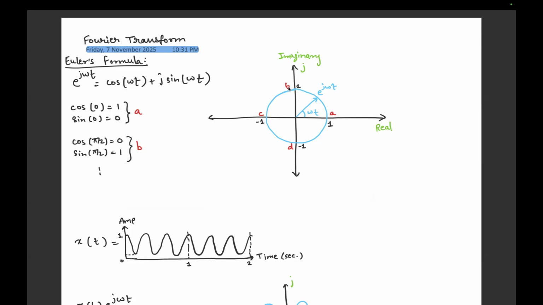So what's basically happening is that omega here is constant, which represents the frequency of the signal, and t is the time which is changing. So e to the power j omega t goes around 0 in this circle as the time changes, with the magnitude of 1. Is this clear?